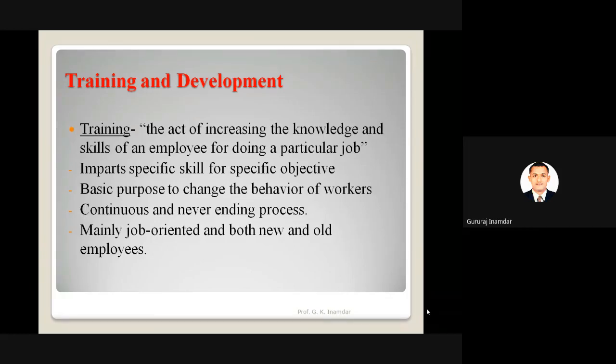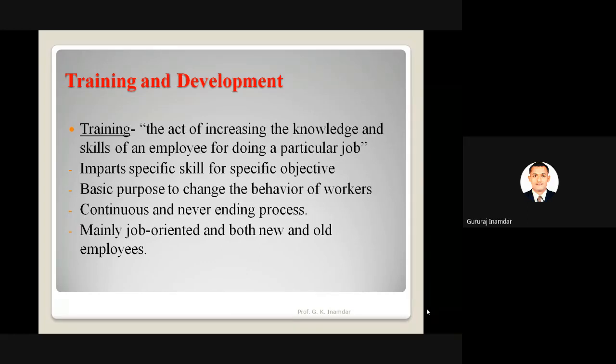Now training is always continuous. Okay, why? Because every person is continuously learning. A newborn child and a dead old man, in the journey, a person remains a student until the end. A person is a student until death. So we can say that training is a continuous and never ending process.